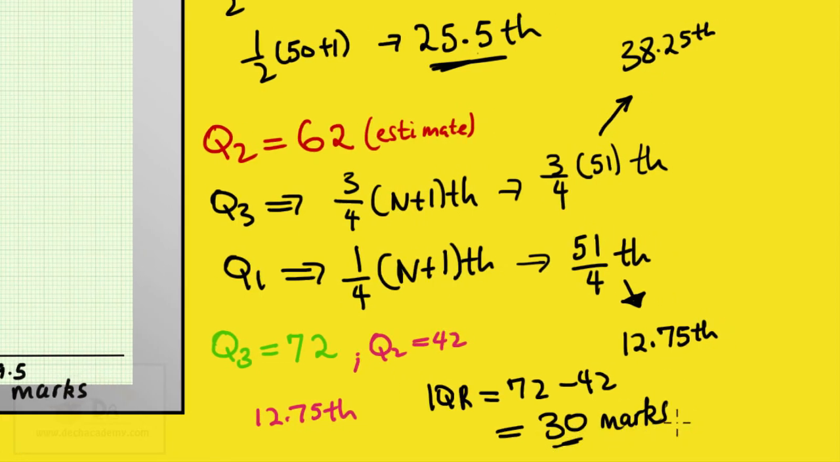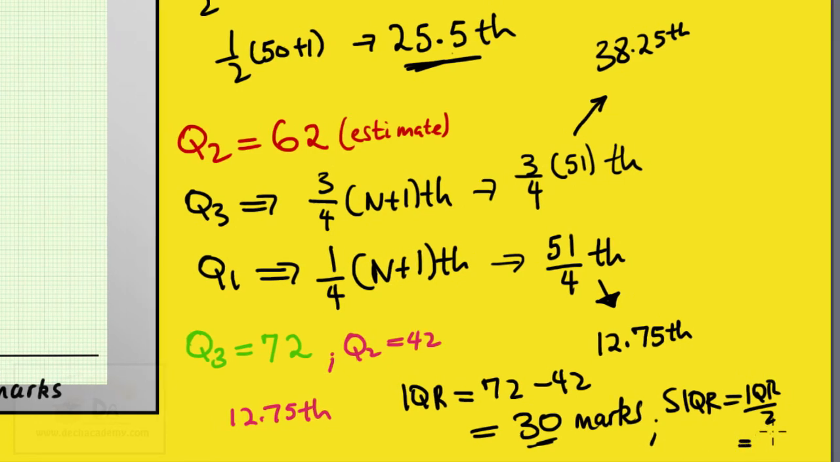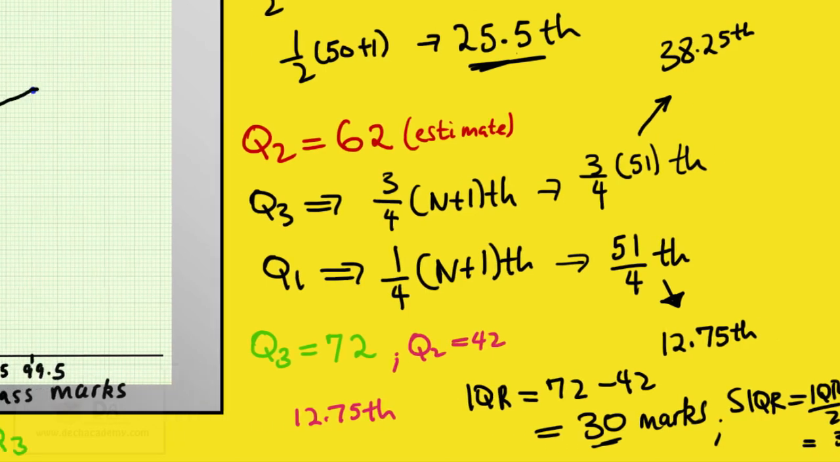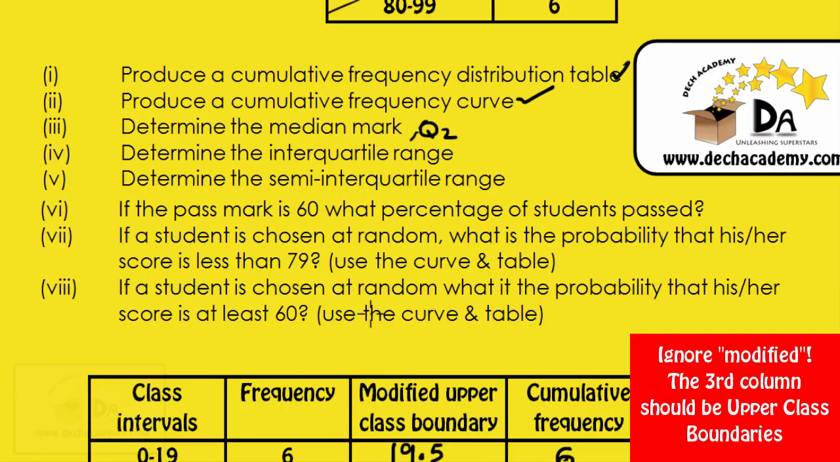For the semi-interquartile range, what this next question asks, you know that that's going to be interquartile range divided by 2, which is going to be 30 divided by 2, which is 15. So 15 marks. So what we've done so far, this and this. So we've answered this question, this and this.